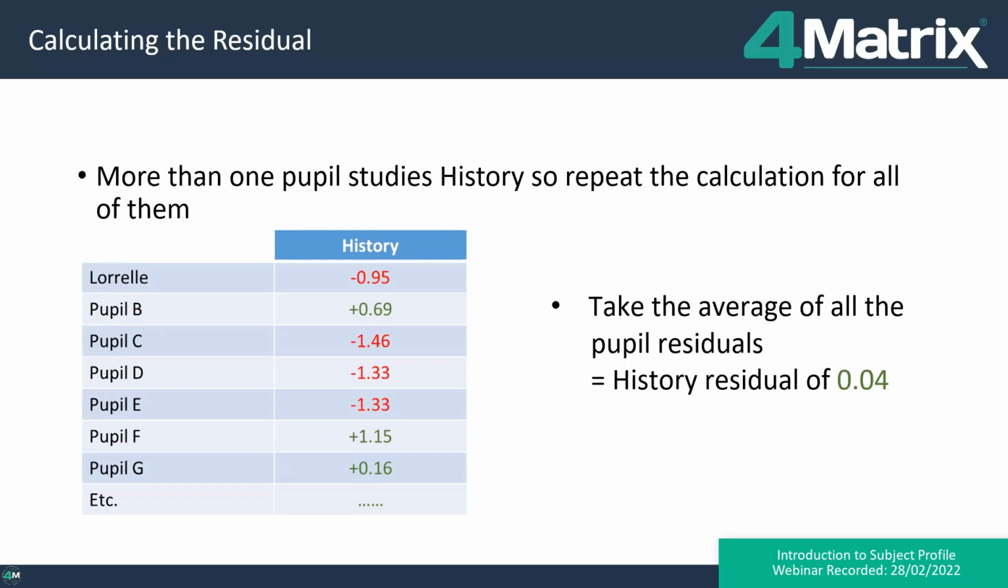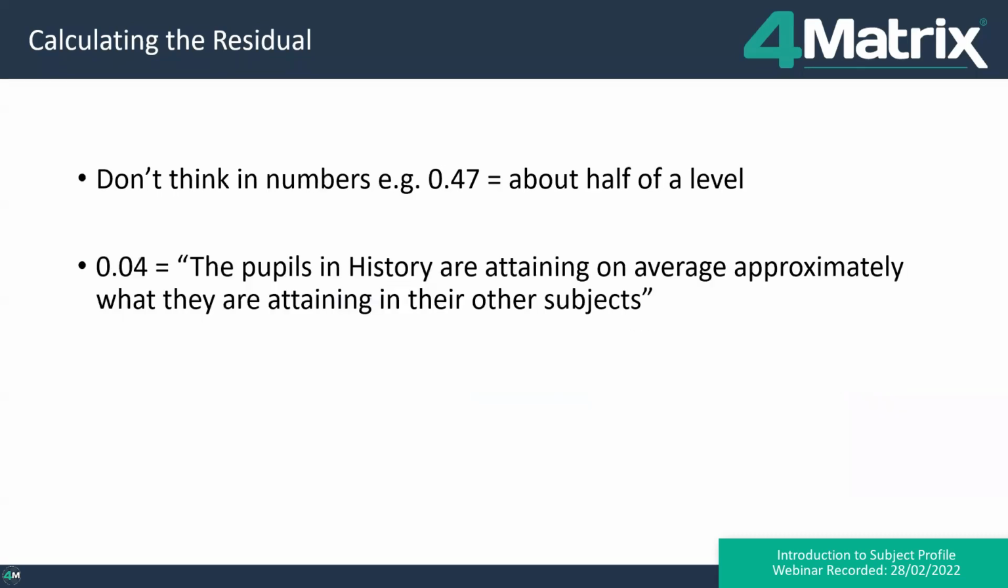So what does that number actually mean? So the numeric value of the residual corresponds to the 9 to 1 grade scale. So a score of 0 would indicate that on average, pupils are doing exactly as well in that subject as compared to their other subjects. A score of 0.04 is so close to 0 as to say, in this case, the pupils in history are attaining on average approximately what they're attaining in their other subjects.